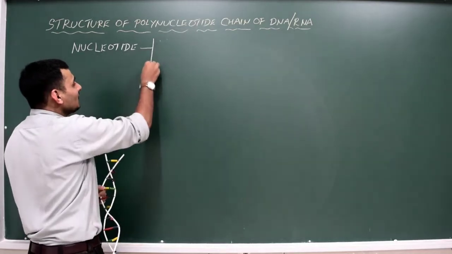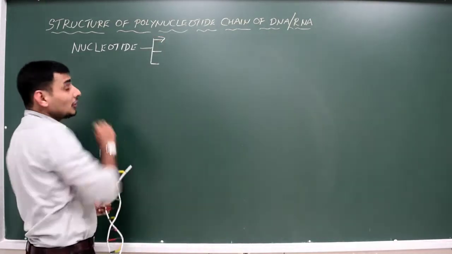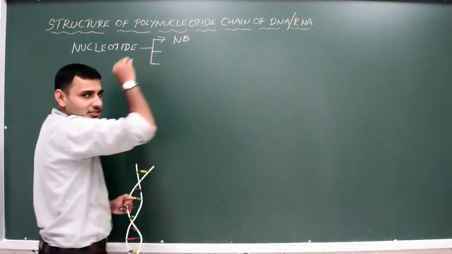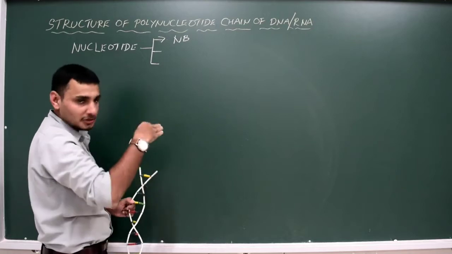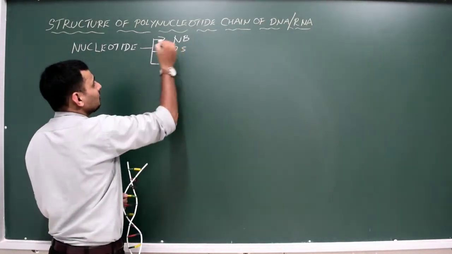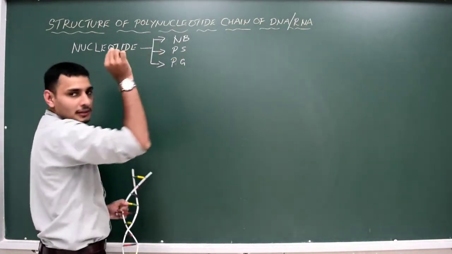And now there are three components. The polynucleotide chain, particularly I am talking about the nucleotide, has three components. One is nitrogenous bases. I will write in short NB, nitrogenous bases. The second one is a pentose sugar, I write BS. The third one is a phosphate group.